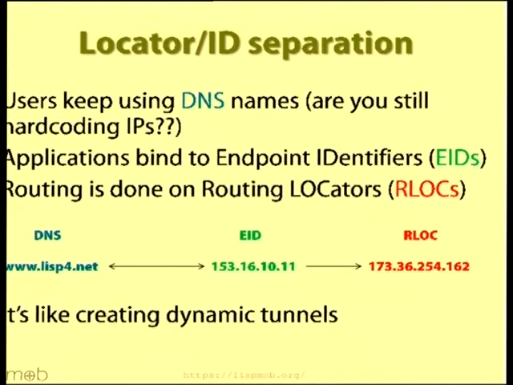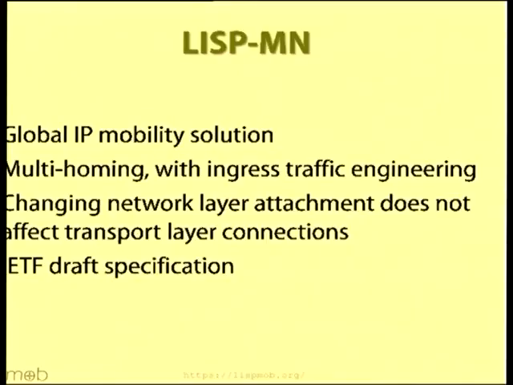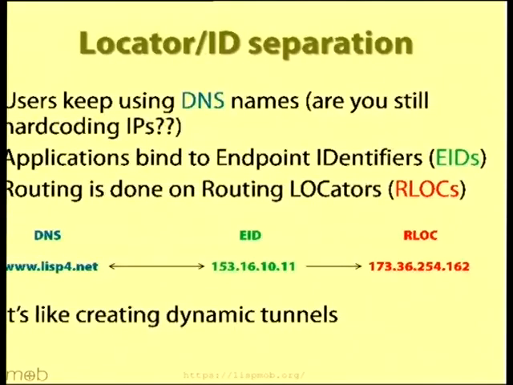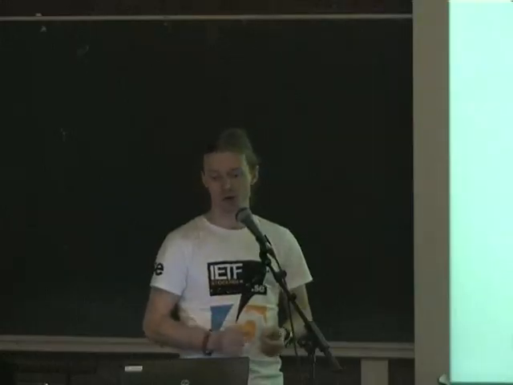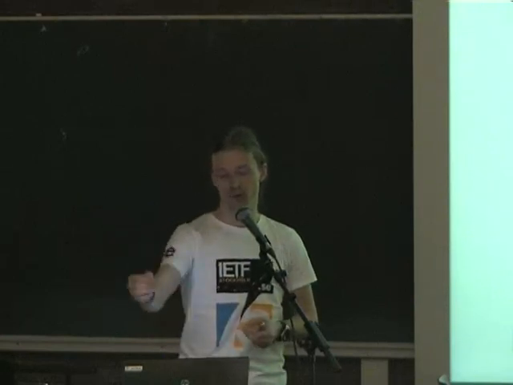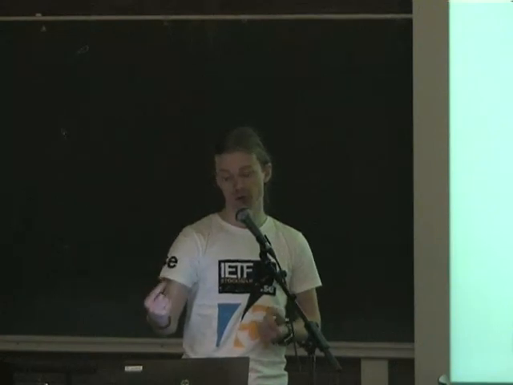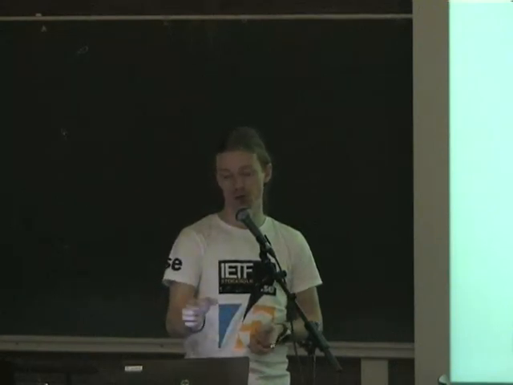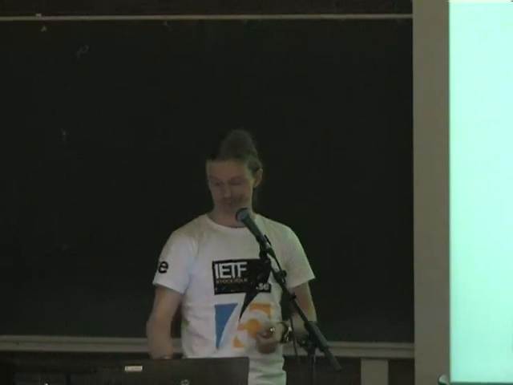there is no syntactic difference between an EID and a routing locator. They are both IP addresses, but they have different meanings. So it's like creating dynamic tunnels. Instead of going through a centralized node for tunneling my connections between the two communicating nodes, I would create a tunnel from my end host to the other end host. Both end hosts need to support this new system, but there is no path stretch.